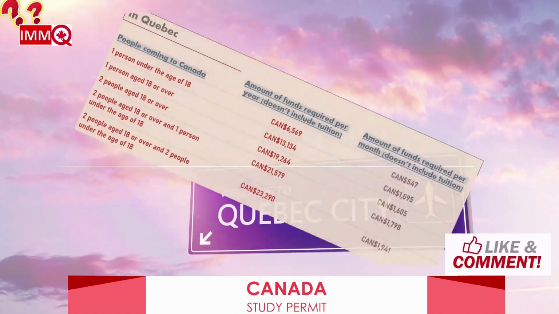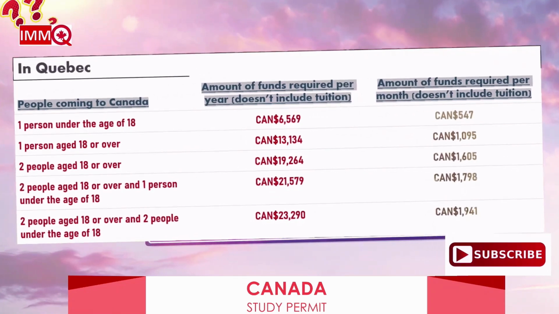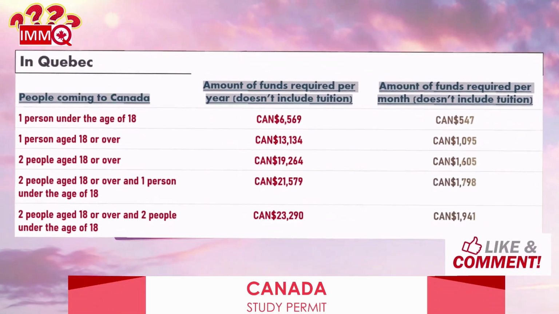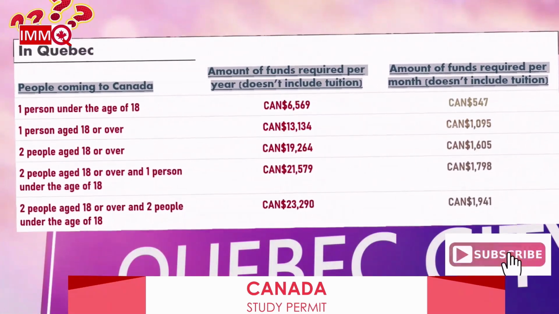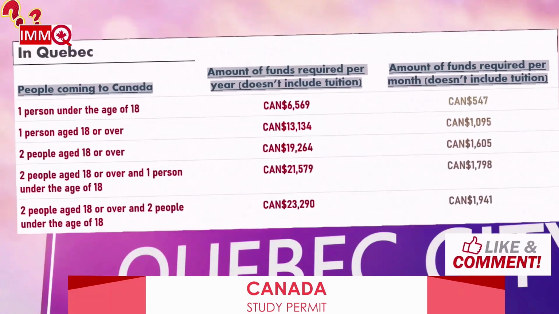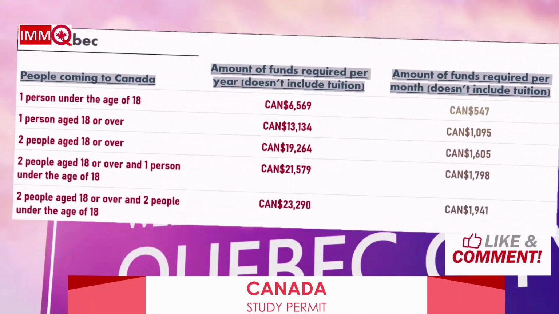There is a slight difference if you intend to live or study in the province of Quebec. If you are alone and under 18 years old, you need at least $6,569 per year for your expenses plus the tuition fee. For one person 18 years old or over, you need 13,134 Canadian dollars plus the tuition fee.